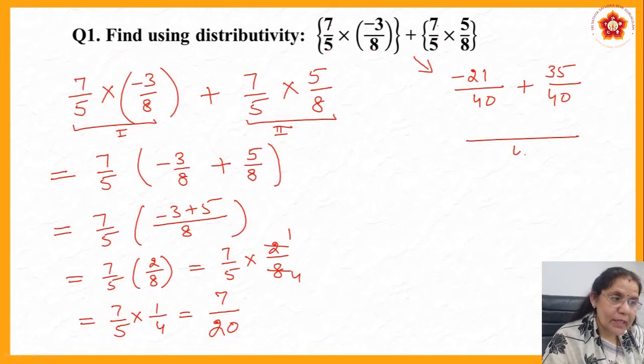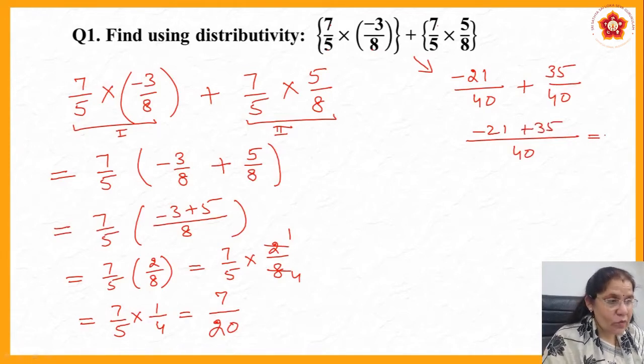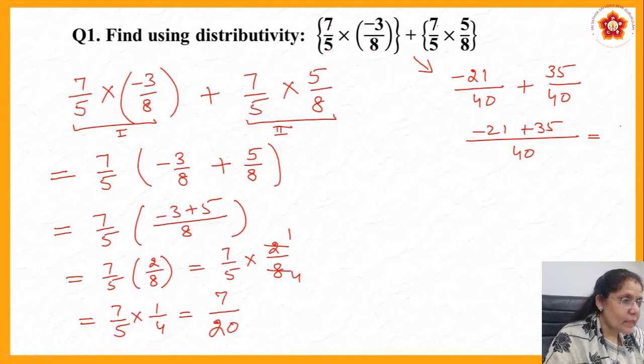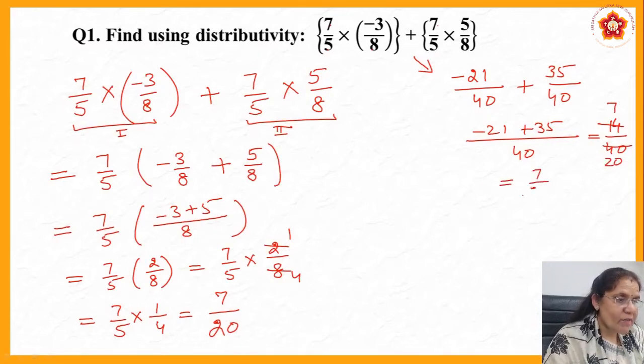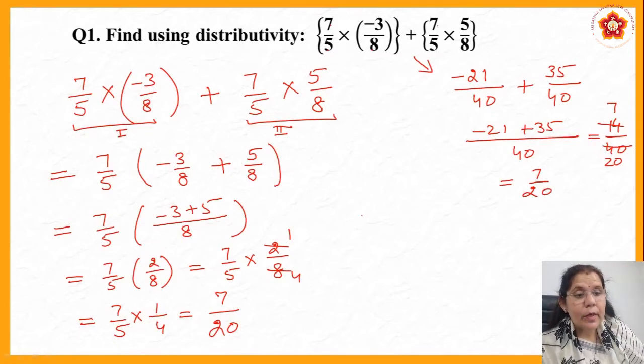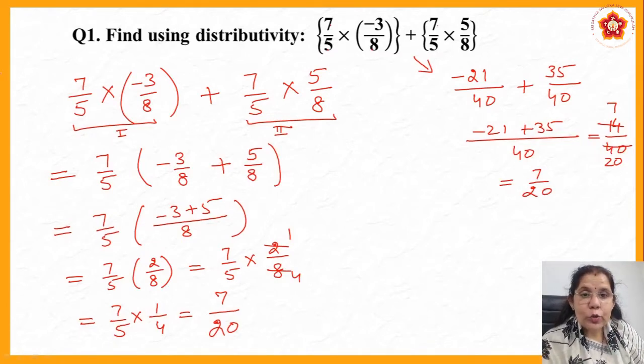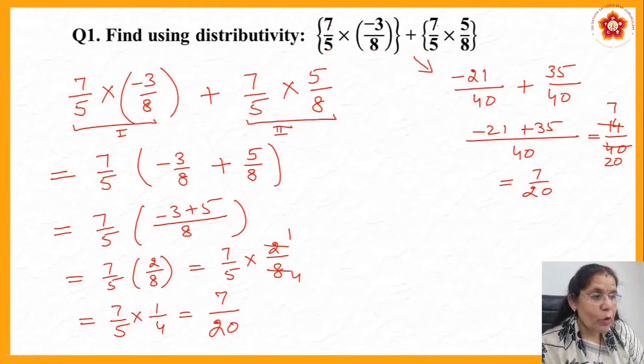Again take the LCM. LCM is 40 here. And what do we get? 21 plus 35. And what is 35 minus 21? 35 minus 21 is 14 divided by 40. Now 2 is common. 2 sevens are 14, and 2 twos are 4. 0 comes here. So we have got 7 upon 20. We get the same answer, but you were asked to do this question using the distributive property, and that makes the calculation easier.